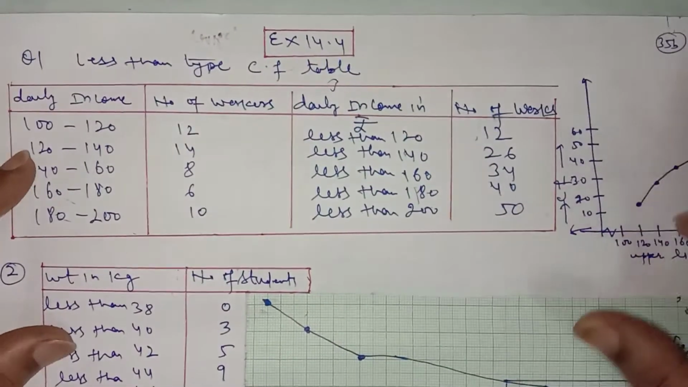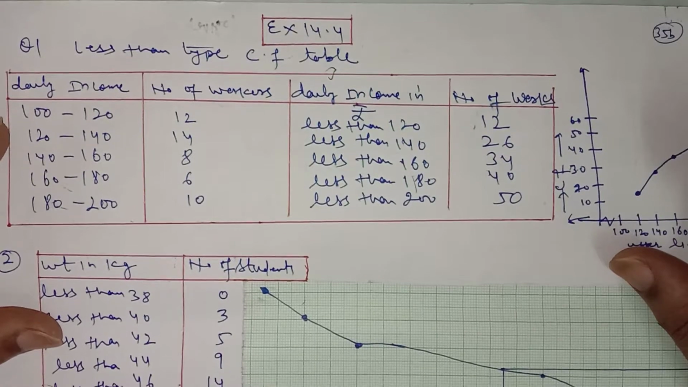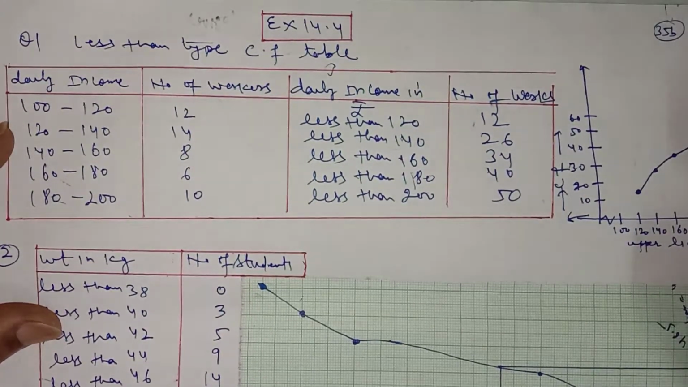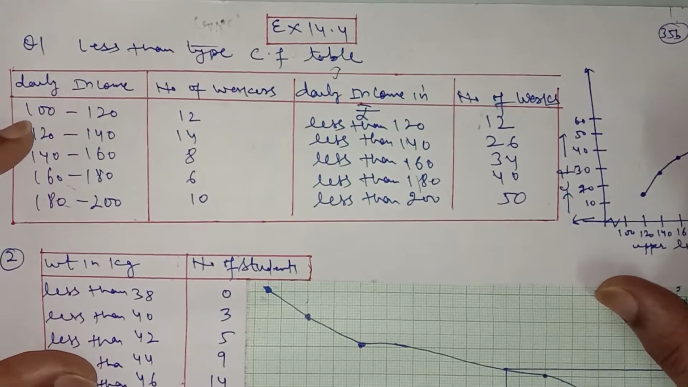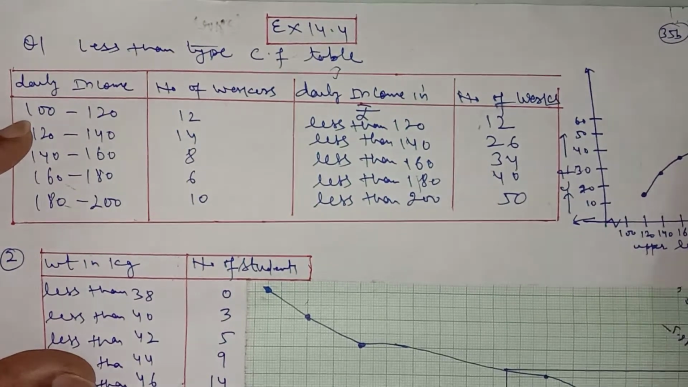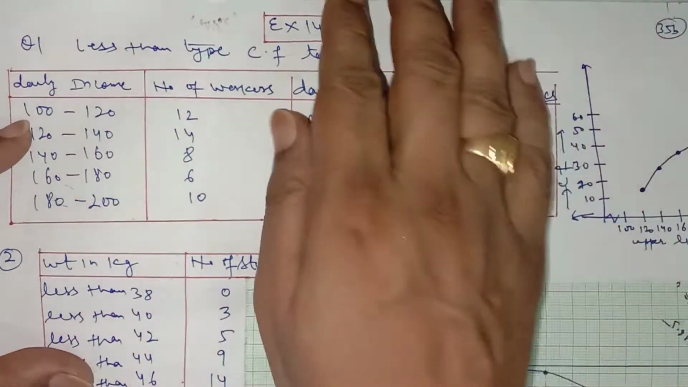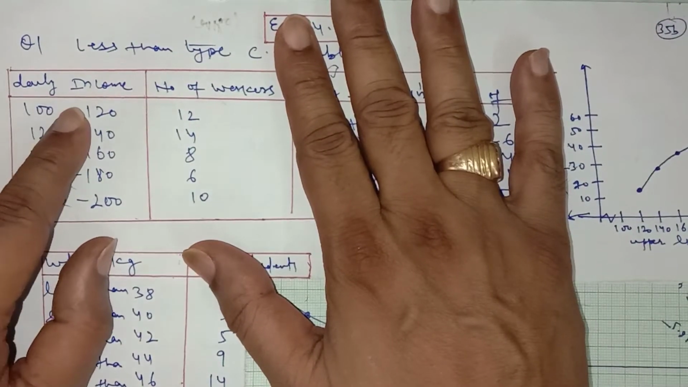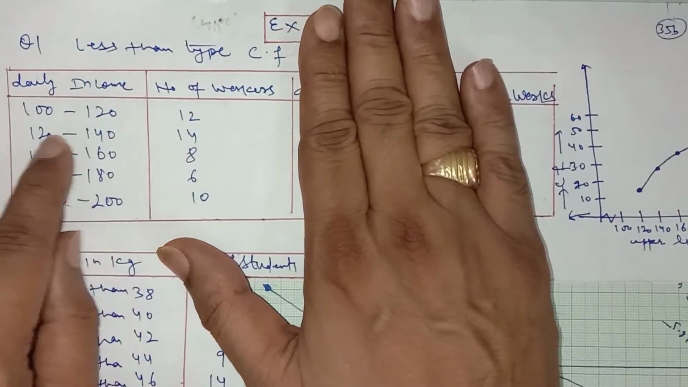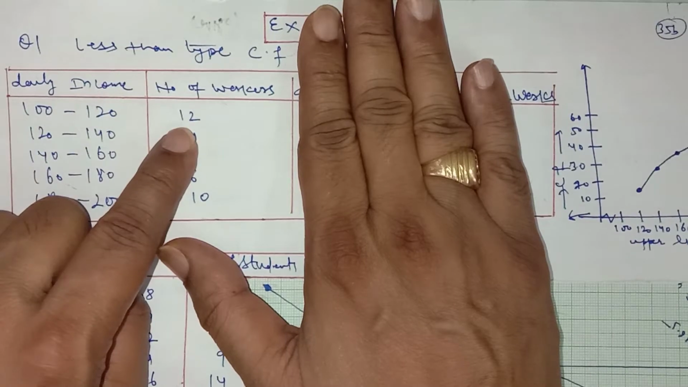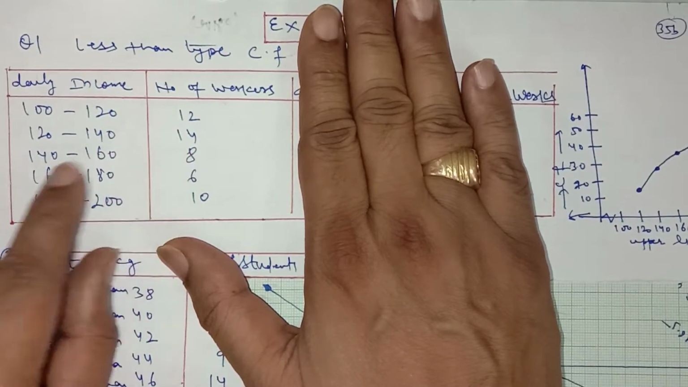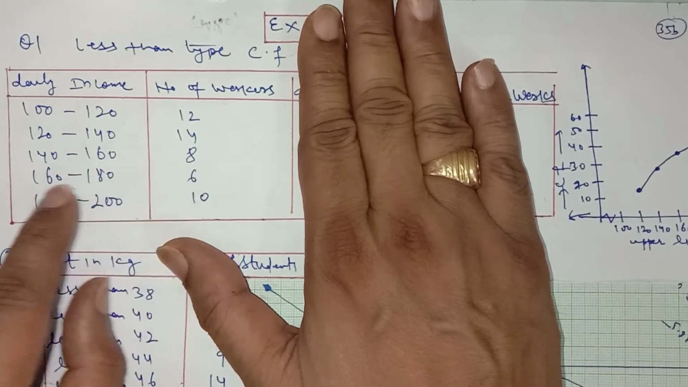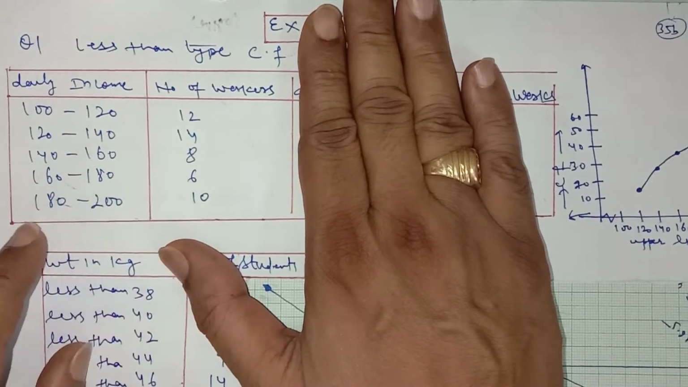Now let us take question number 1 of exercise 14.4. Here you have to draw the less than ogive. So how do we draw the less than ogive? The data given is daily income and the number of workers. 100 to 120 it is 12. You can see the question in your NCERT book. 120 to 140 it is 14, 140 to 160 it is 8, 160 to 180 it is 6, 180 to 200 it is 10.